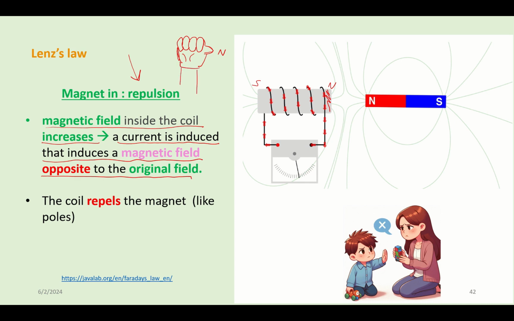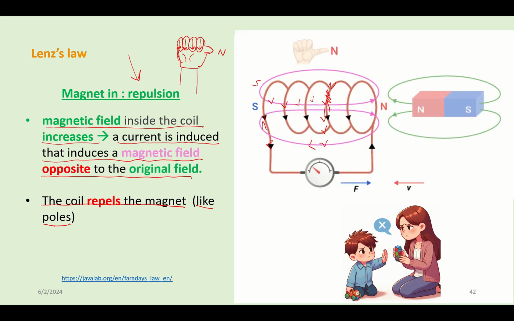Because you can see the tip of your fingers, the direction of the current will be down. It will be down from the side that you can see from the coil. If you move with the wire, you can see that the current will go like this into the ammeter and up from the other side, and so on. The coil repels the magnet because we have like poles. You can see it clearly here from this picture.